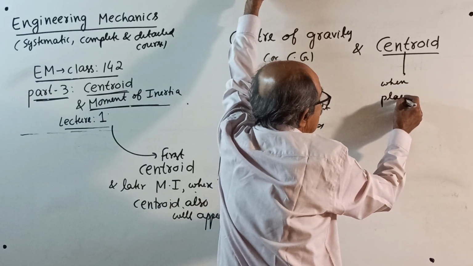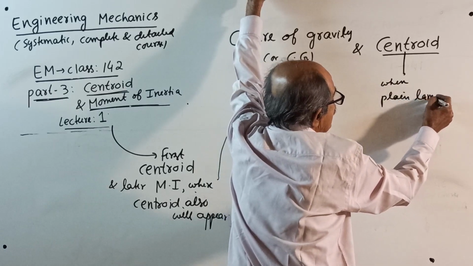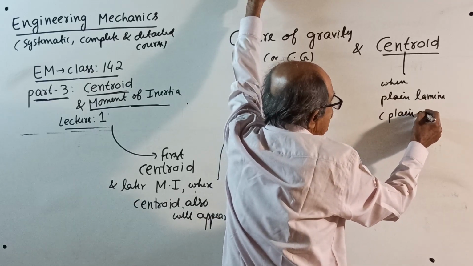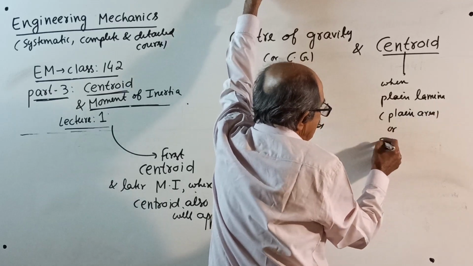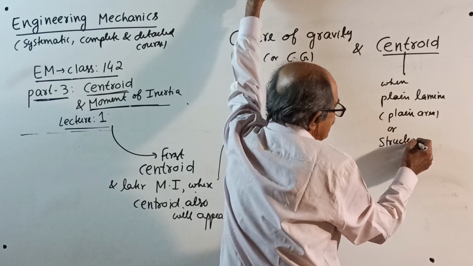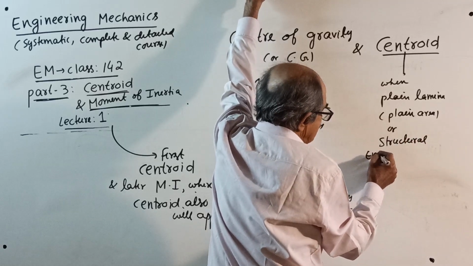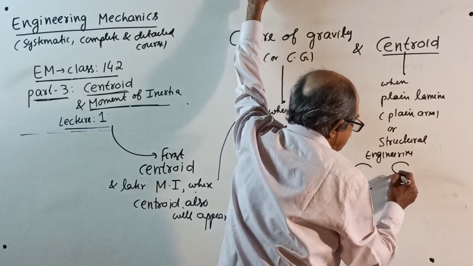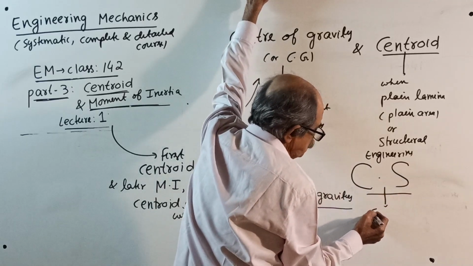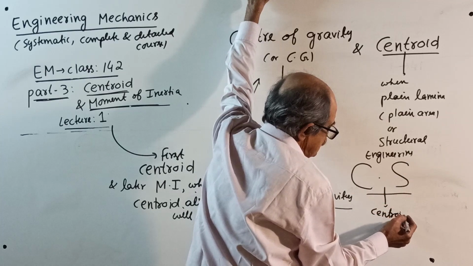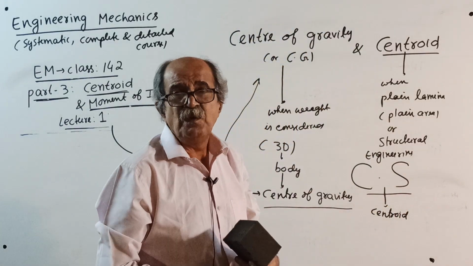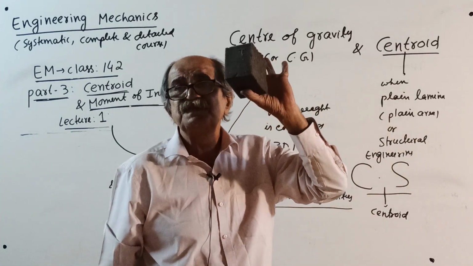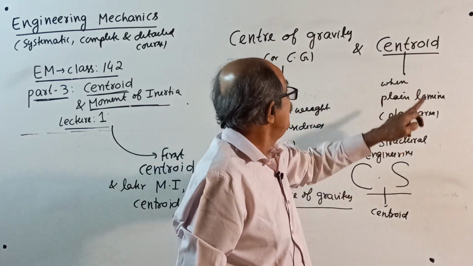Whereas when it is a plane lamina or plane area, or in structural engineering, very important, a cross section, then the term used is centroid. So centroid, center of gravity, you consider when weight is considered, that is for a three-dimensional body. Centroid is for a plane lamina.